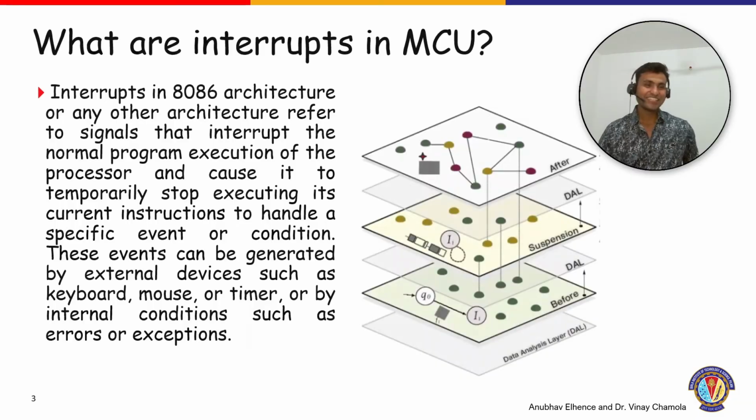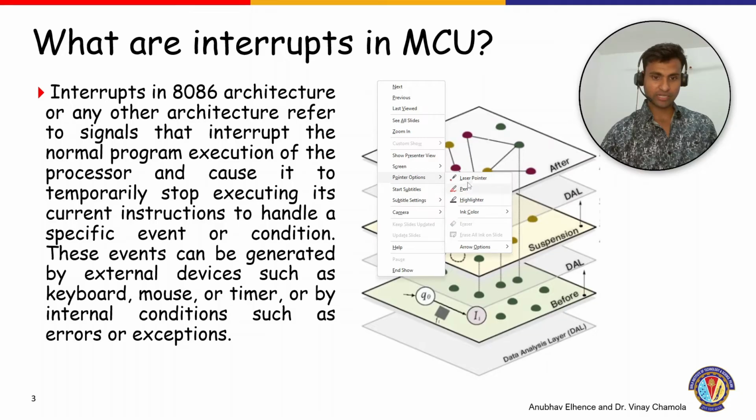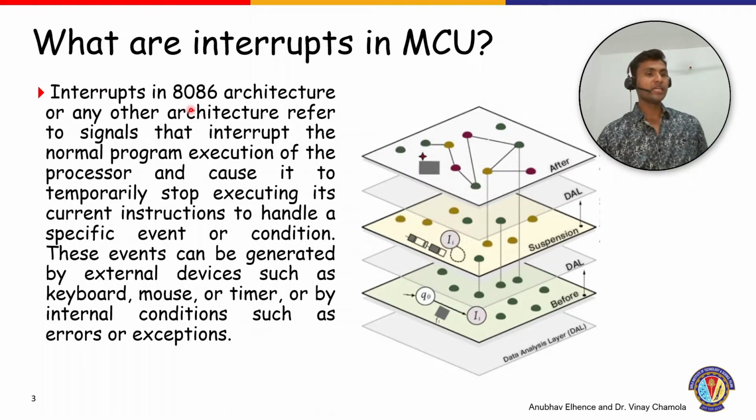All right. So what are interrupts in microcontrollers? So I'll read this out. Hear me carefully. I've tried to write exactly what I wanted to speak. Interrupts in 8086 architecture or any other architecture refers to signals that interrupt the normal program execution of the processor and cause it to temporarily stop executing its current instructions to handle a specific event or condition.